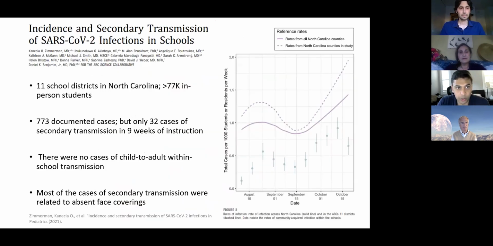In the US, there have been multiple studies looking at children and transmission as well. This is the most recent large study looking at transmission in schools. It was published in a journal called Pediatrics. It described 11 school districts in North Carolina that remained open with 77,000 in-person students. During the study period, there were 773 documented cases, but only 32 cases of secondary transmission, meaning only 32 of those infections were from spread in school.